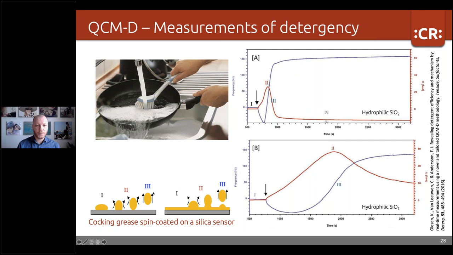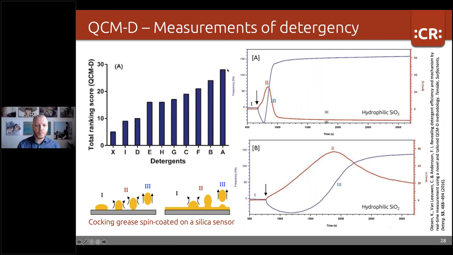And you can see these different regimes where you sort of have the initial part and then sort of swelling, where you start to see this roll up or budding happening, sort of the swelling of your layer. And finally, the removal, where it starts to really detach from the surface. And then scoring these different sort of time to maximum swelling, the apparent removal rate, and the final total removed value. They could score these different detergents and sort of compare them together like this.